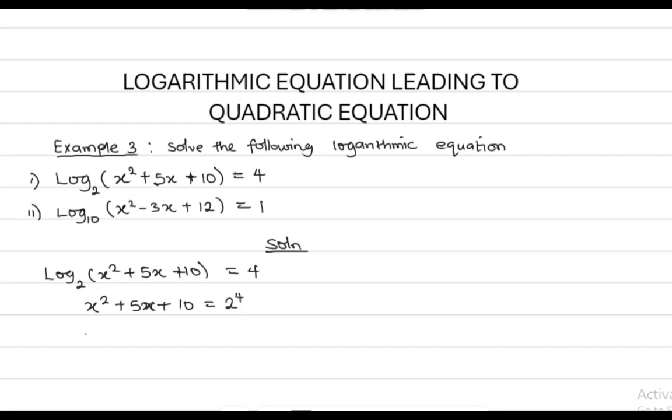So then we have x squared plus 5x plus 10 minus 16 equal to 0. And then this becomes x squared plus 5x minus 6 equal to 0. This is a quadratic equation, and then we can solve it by factorization.